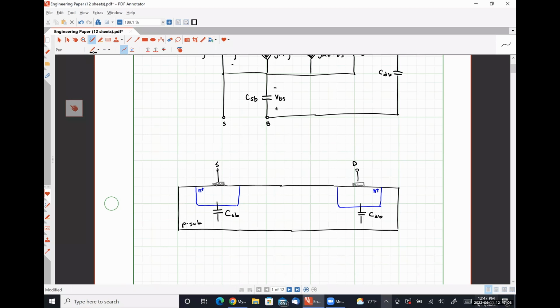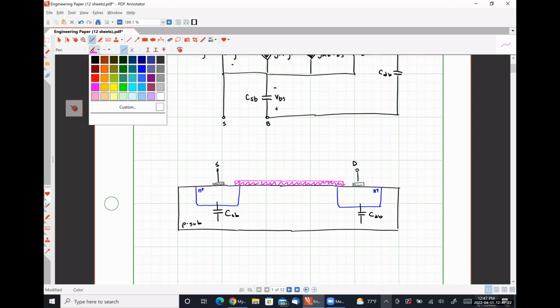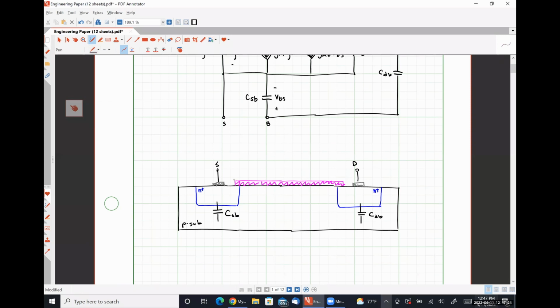All right. This pink region is representative of our polysilicon gate. And then finally on top, we're going to have our actual gate metal.